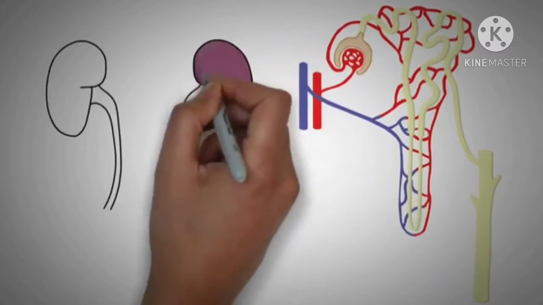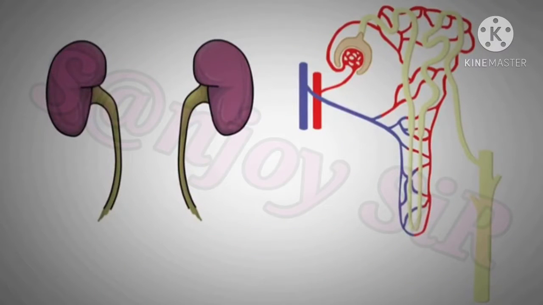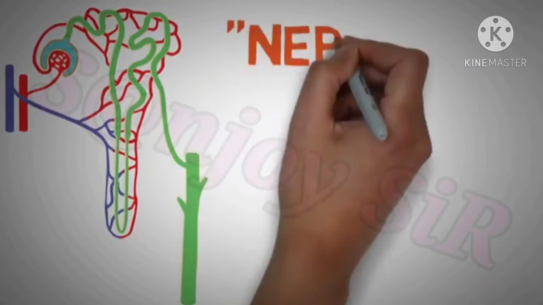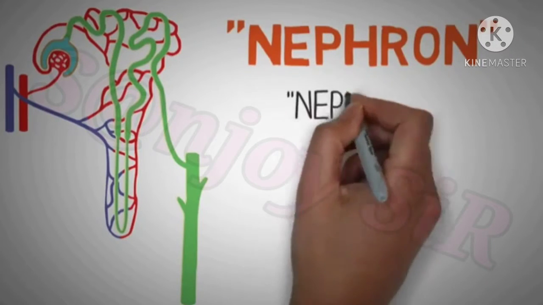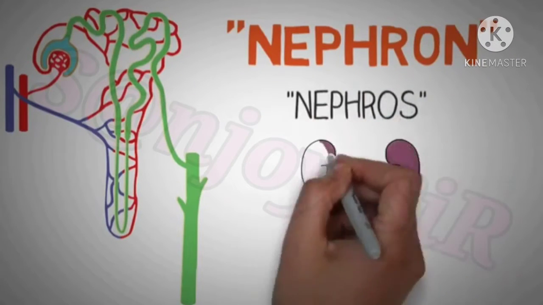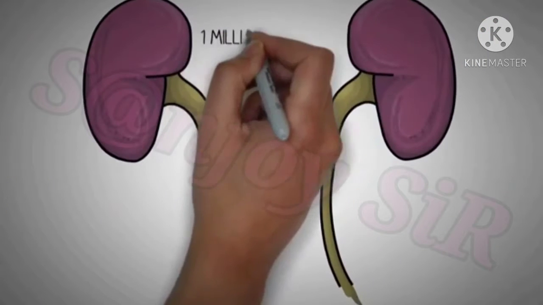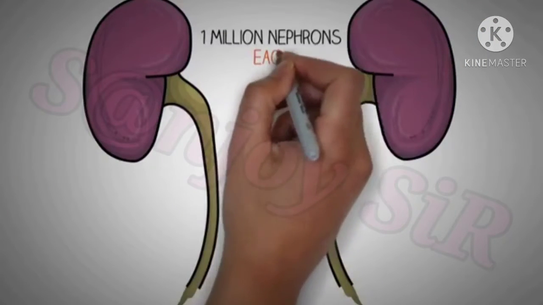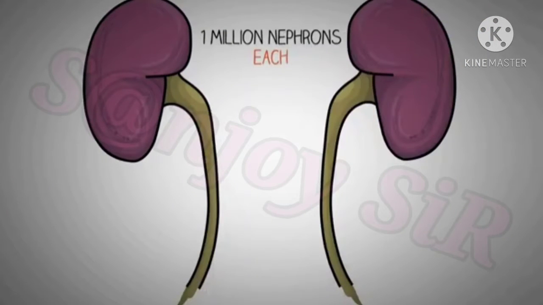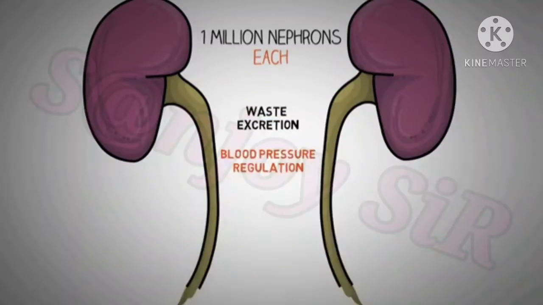Nephron is the basic functional unit of the kidneys that consists of a renal corpuscle and the tubule attached to it. The word nephron is derived from the Greek word nephros, meaning kidney. Each kidney contains approximately 1 million nephrons, which perform several important functions of our body, including waste excretion, maintaining the body's pH, regulation of blood pressure, and several other functions.